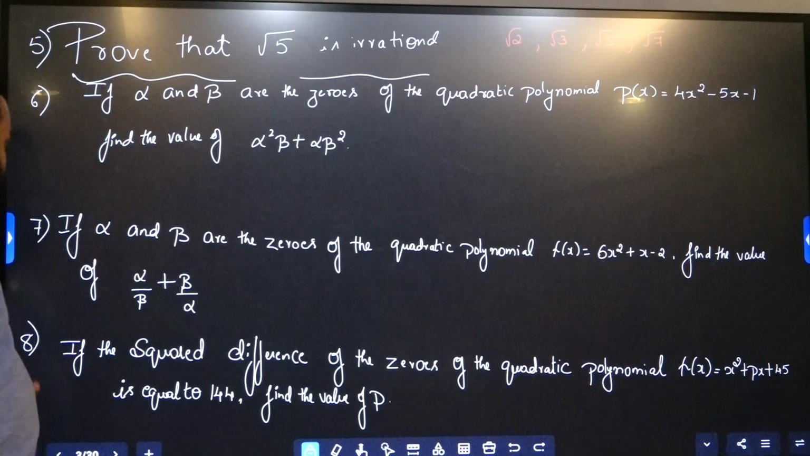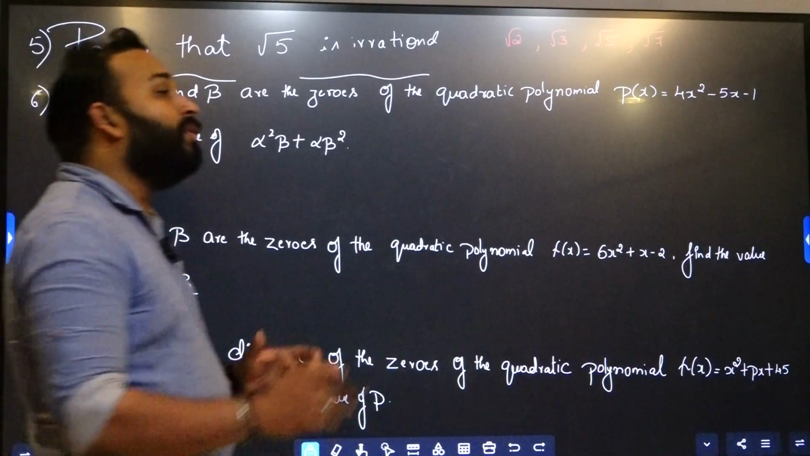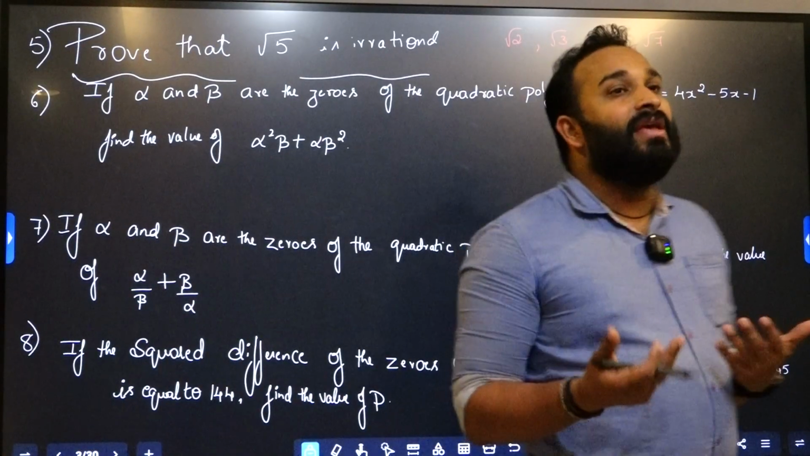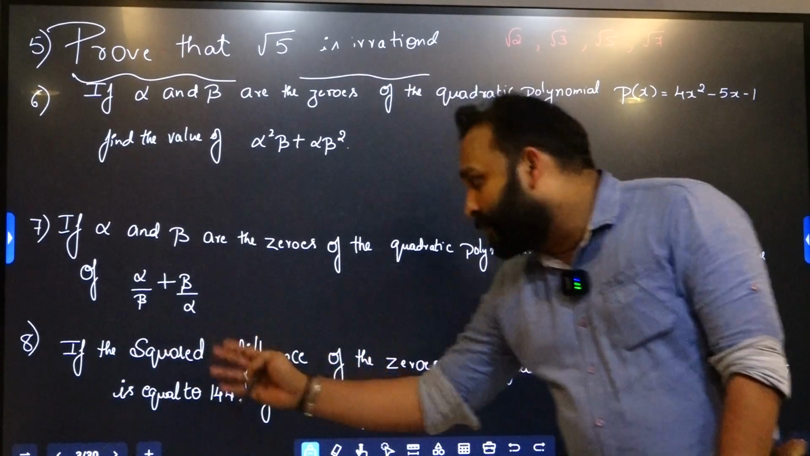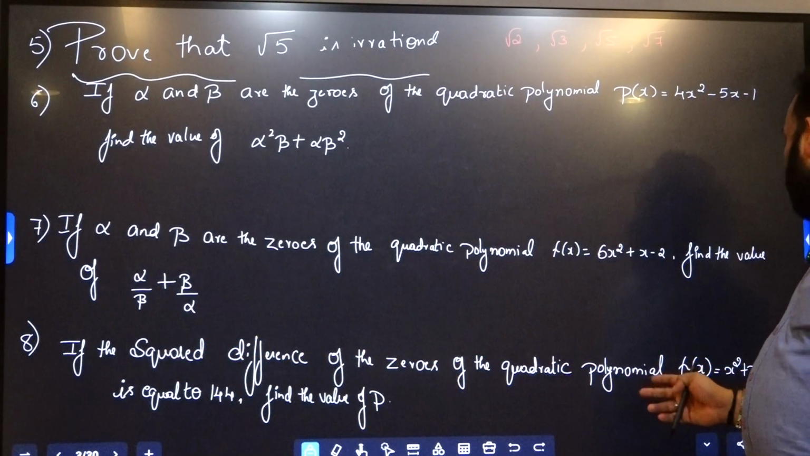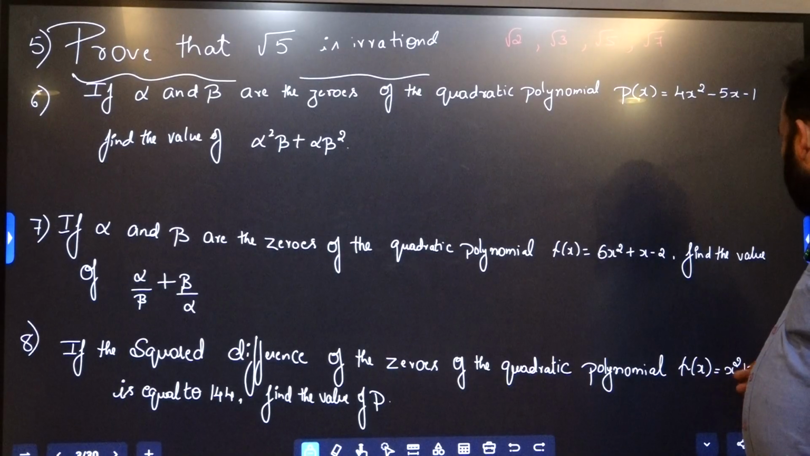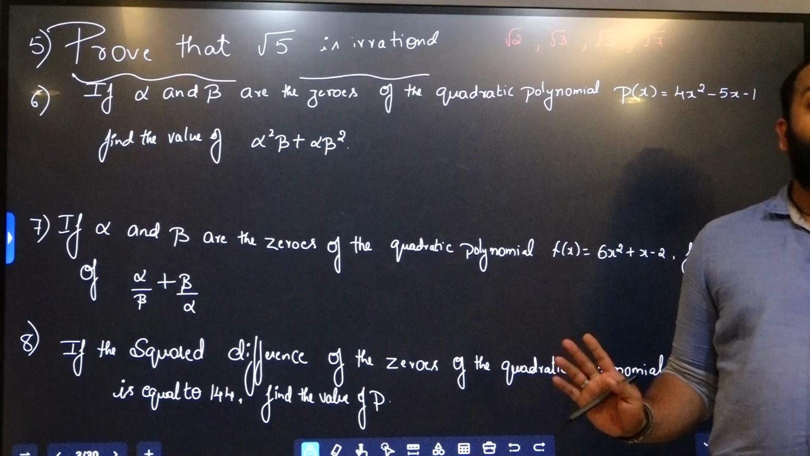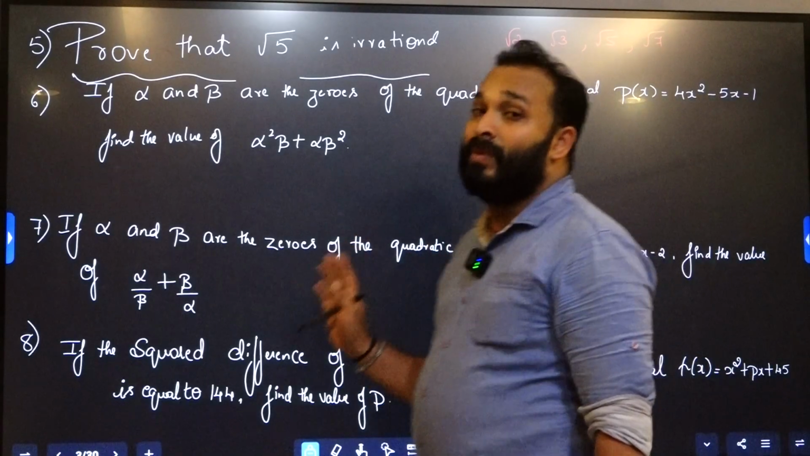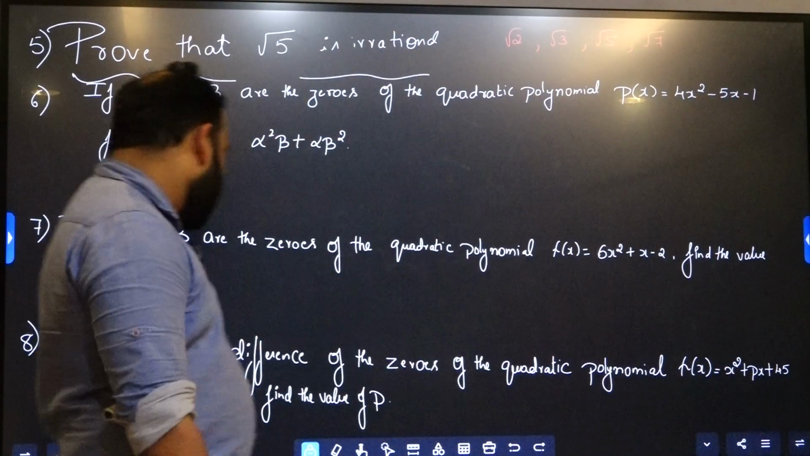Very important question. Next one, 8th one. Usually students find it difficult, and whenever we give this question, some of the students are not able to solve. Look at this question, very beautiful question. If the square difference of the zeros of the quadratic polynomial f of x is equal to x square plus px plus 45 is equal to 144, find the value of p. Even this is an important question. So let's see how to solve that.